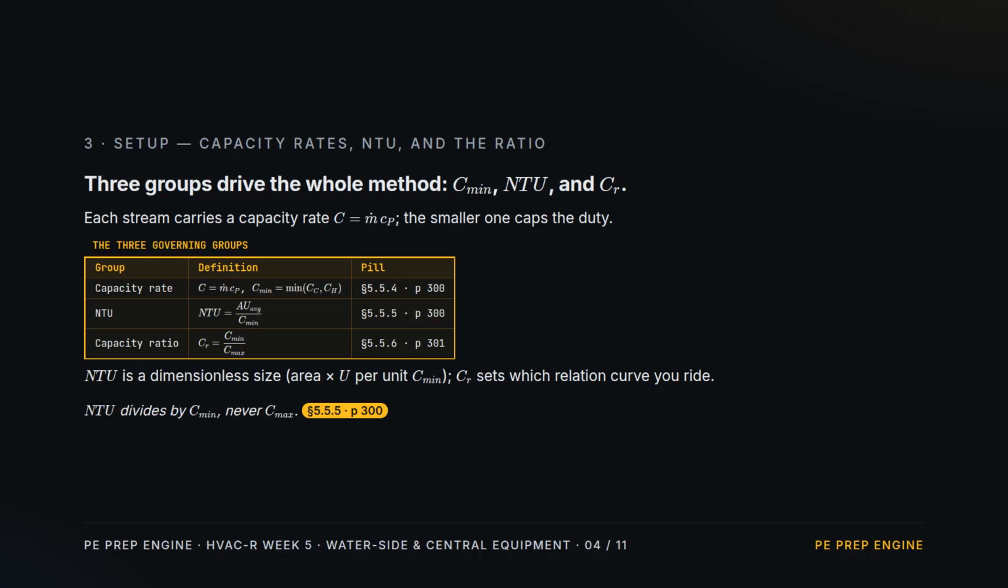Concept 3. The framework. Each stream carries a capacity rate, mass flow times specific heat. The smaller of the two, C-min, caps the possible duty. NTU is a dimensionless size, area times the overall coefficient divided by C-min. And the capacity ratio is C-min over C-max. Those 3 groups, C-min, NTU, and the capacity ratio, are everything the method needs.